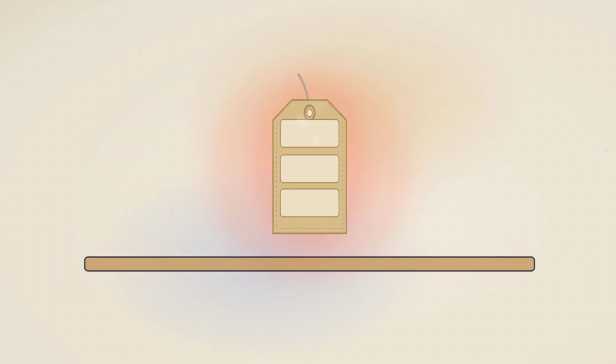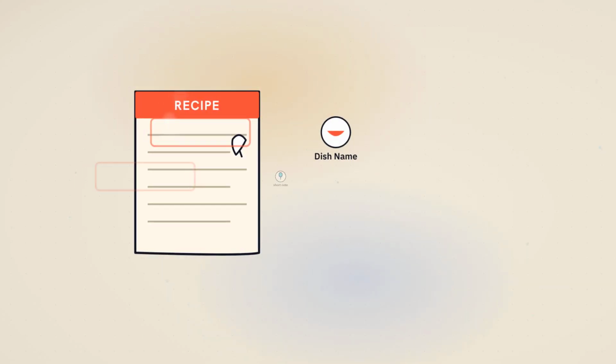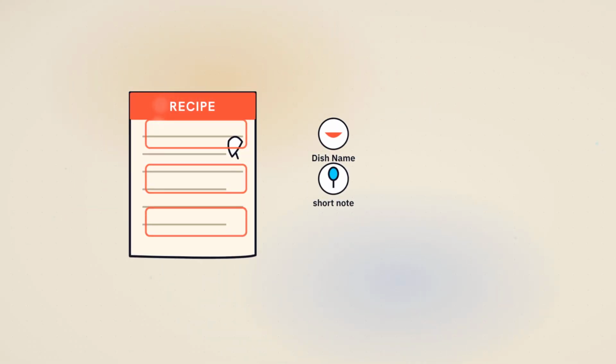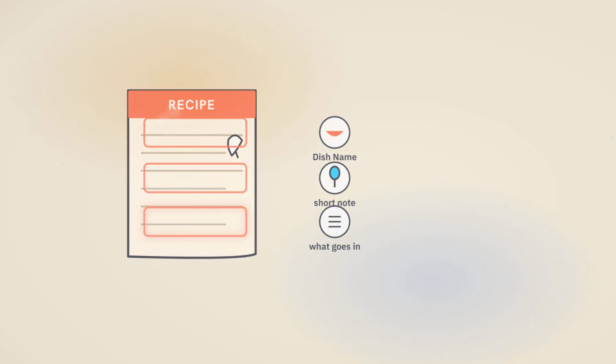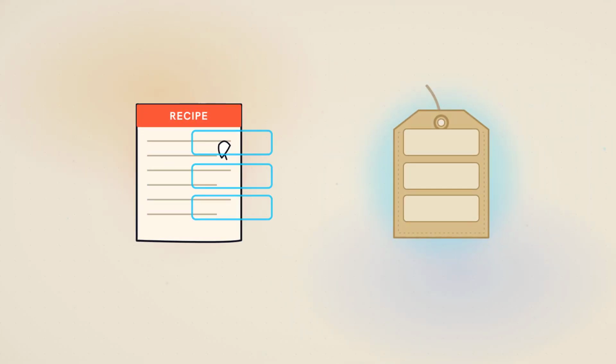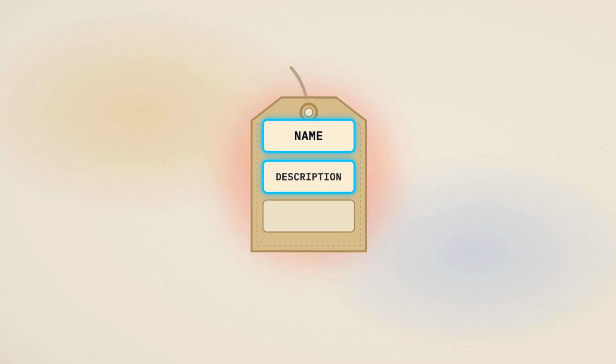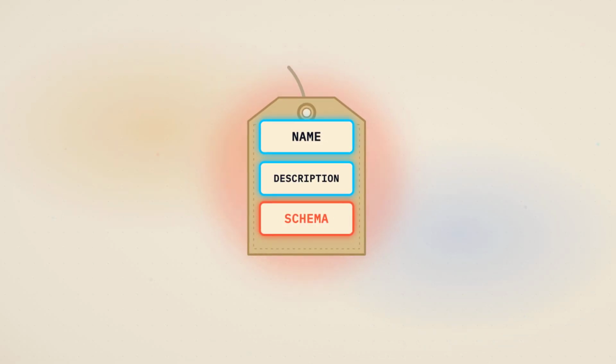Here's the easy way to see it. Picture a recipe card. Every card has 3 parts: the dish name up top, a short note under it, and a list of what goes in. A tool card is that same card. 3 parts. That's it. The 3 parts have real names too: a name, a description, and a schema.